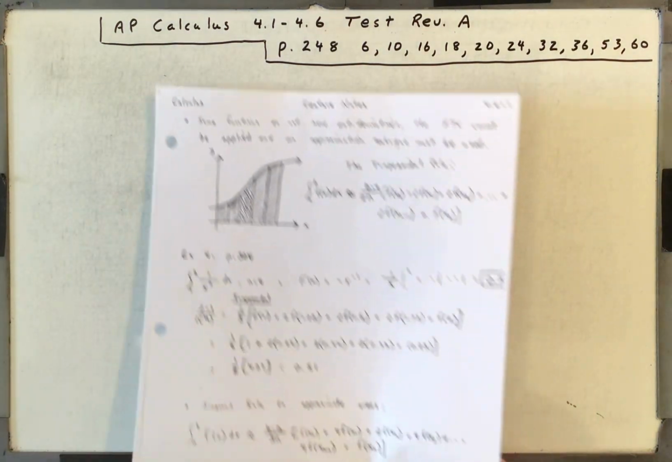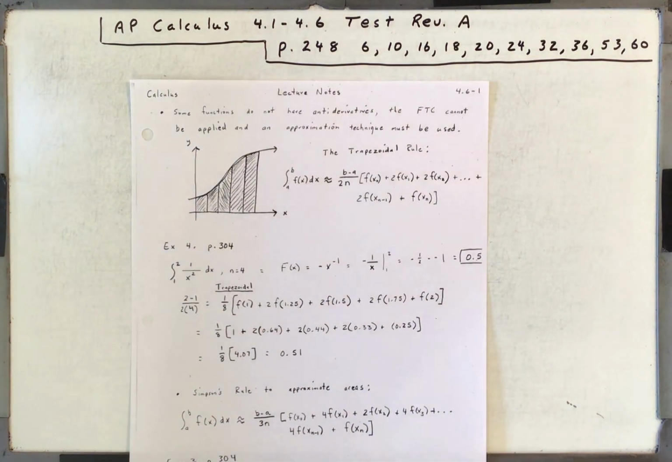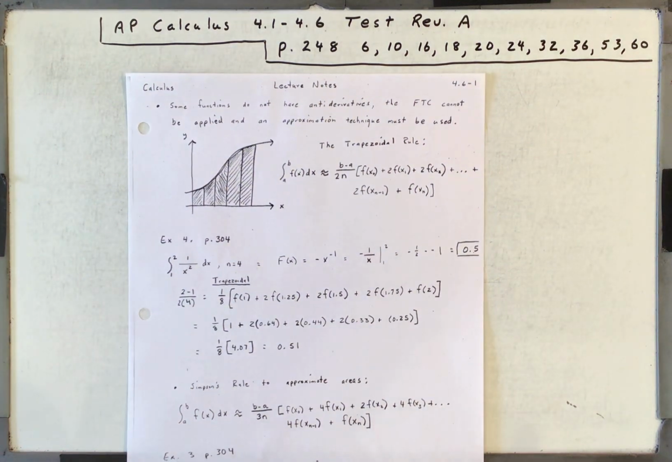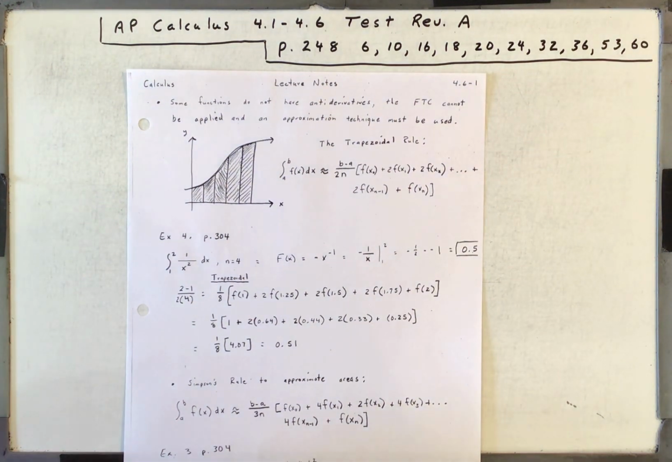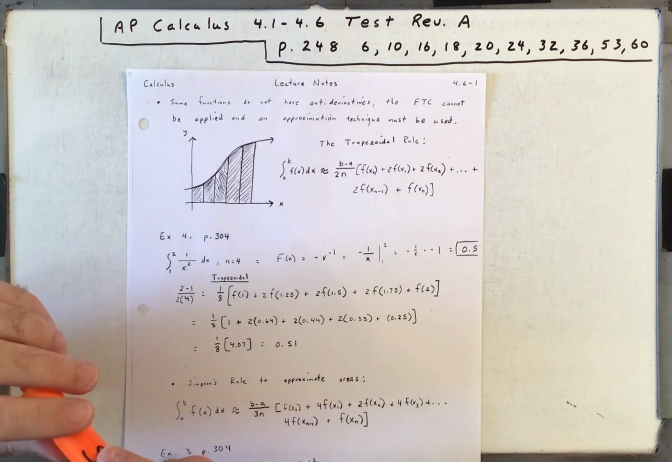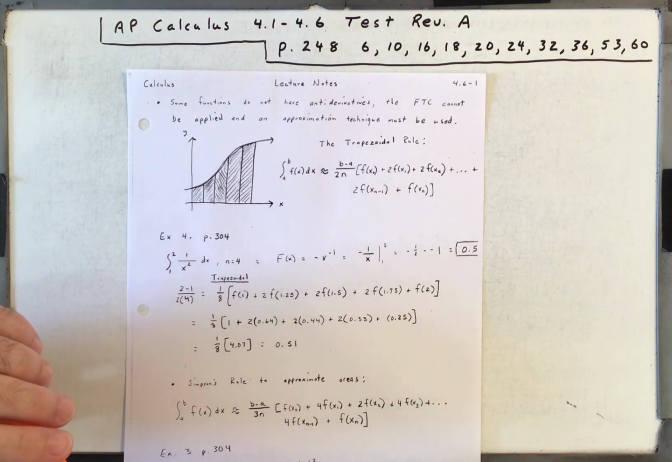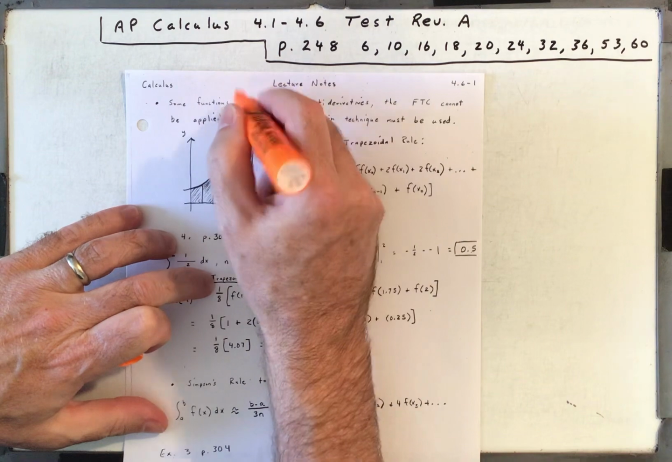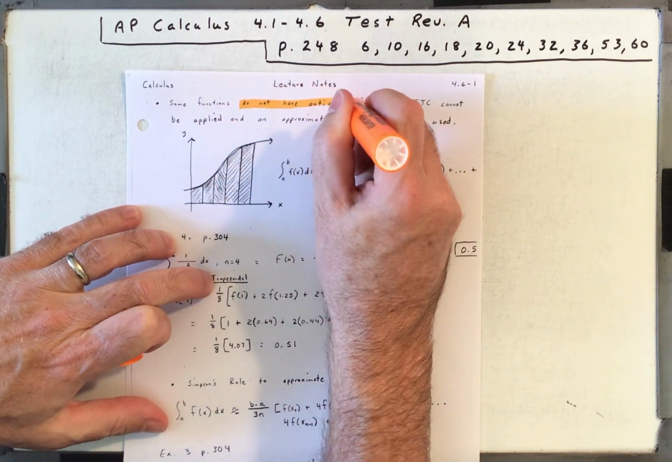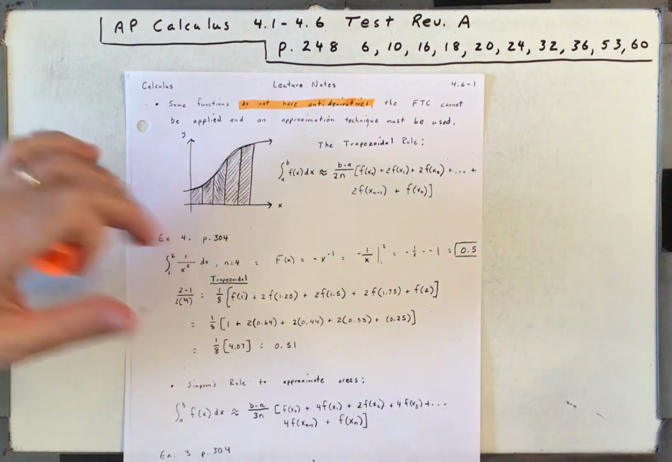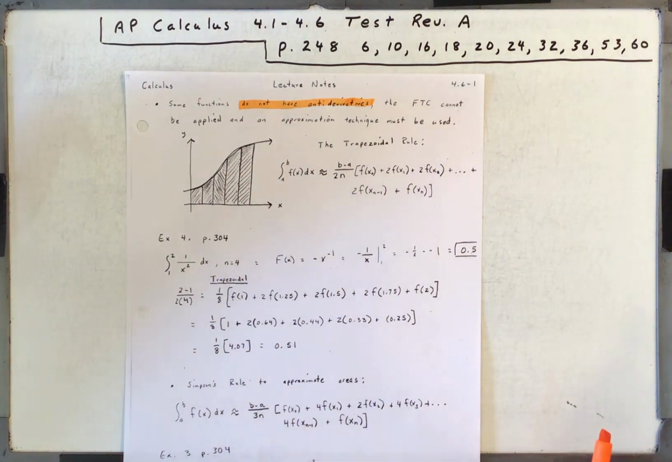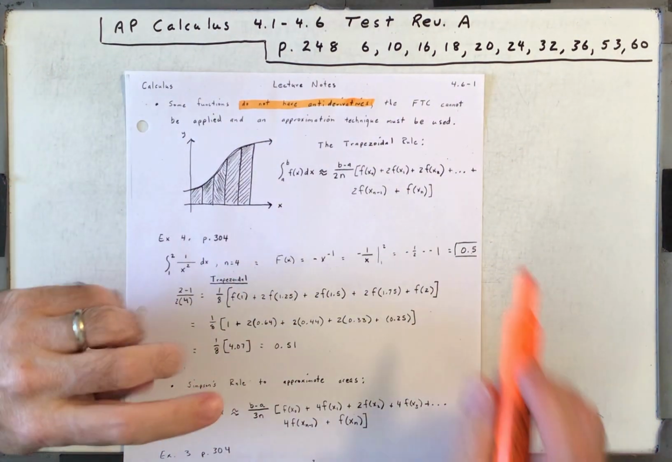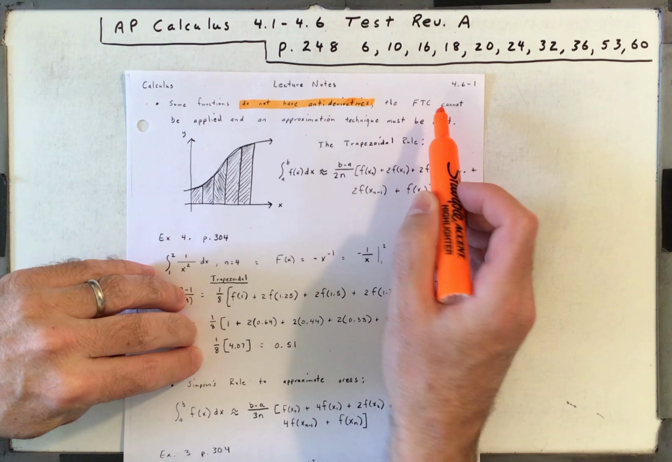I just want to talk to you a little bit about Section 4.6. We're not actually going to be working any of these problems, but you do need to know what it is for a potential multiple choice or true-false question on the test. So you can see here, just reading through this, some functions do not have antiderivatives, which means you can't integrate. Okay, you can't find the area under the curve using the fundamental theorem of calculus.